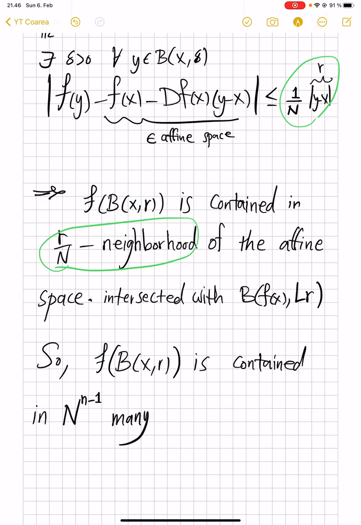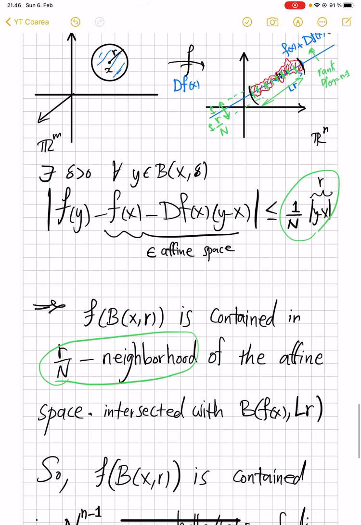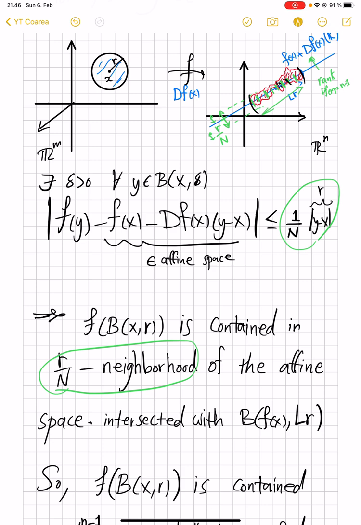In the other direction, again, you don't divide, or divide only by 2, so it's just a constant, doesn't matter. So this image of the ball, the red part, is contained in n to n minus 1 many balls or sets of diameter comparable to r over capital N. Okay. So these will be kind of the boxes that we make to cover the red set.